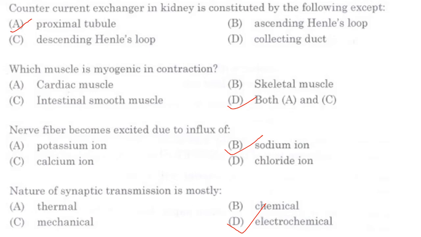Next one. Nerve fiber becomes excited due to influx of sodium ions. So answer is option B. These are direct questions, that's why I am not discussing much. Nature of synaptic transmission is mostly, it may be electrical or chemical, or I can say it is electrochemical. So answer is option D, electrochemical.